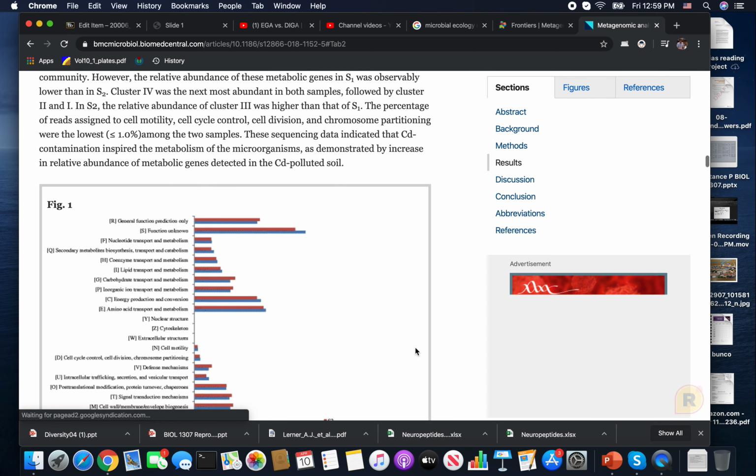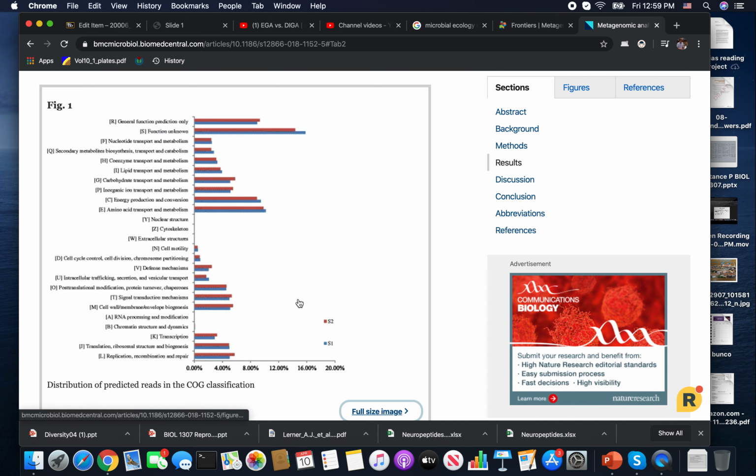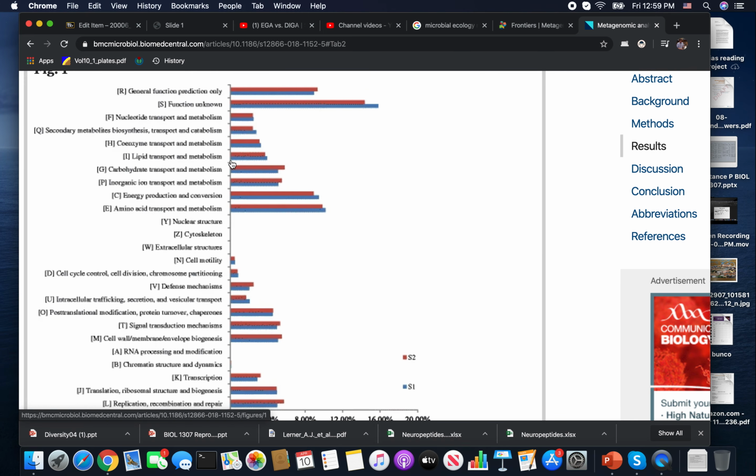Yes, please. And there's another table. That's right, there's two tables. And then here, this is going to be a useful one. So this is summarizing some of the genes that were found. And I'm going to let you look through this. But look at them: nucleotide transport, metabolite biosynthesis, something like that, cell motility.